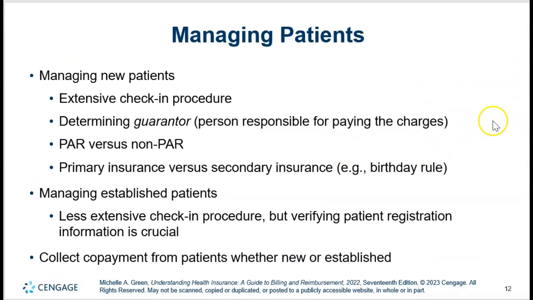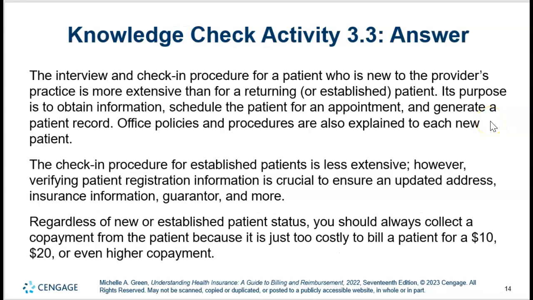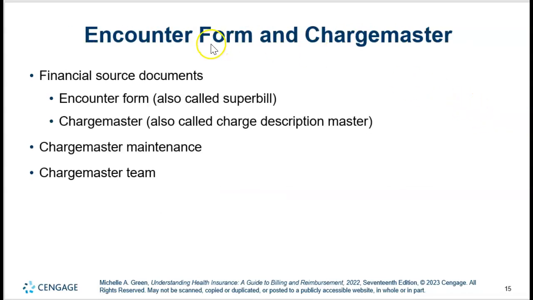So I kind of went back. Talked about new and established, and encounter form and charge master. Encounter form is also called a super bill. You're not going to see these too often. They were a paper claim. Charge master is a charge description master, and that is all the codes like CPT codes, which we haven't hit yet, but these are procedure codes. So when you go in for a procedure, these codes are already in the system with a certain dollar amount. Same thing, you go in for an office visit, that level of service is already in there with the dollar amount.